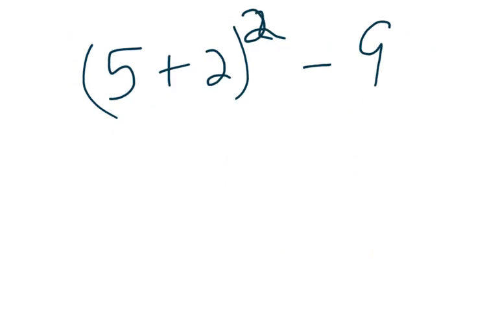Next up, (5 plus 2) squared minus 9. So this one's fairly straightforward. First thing we want to do is 5 plus 2. That gives you 7.